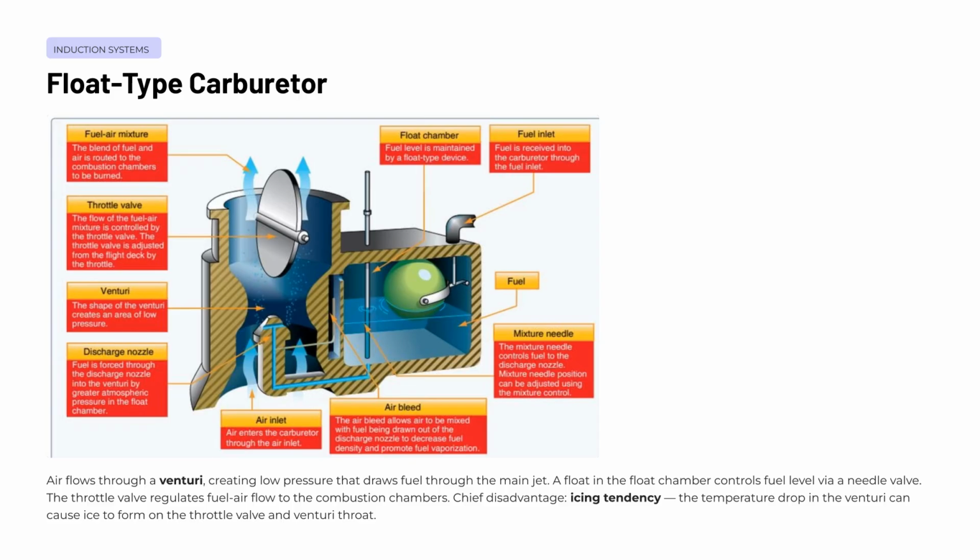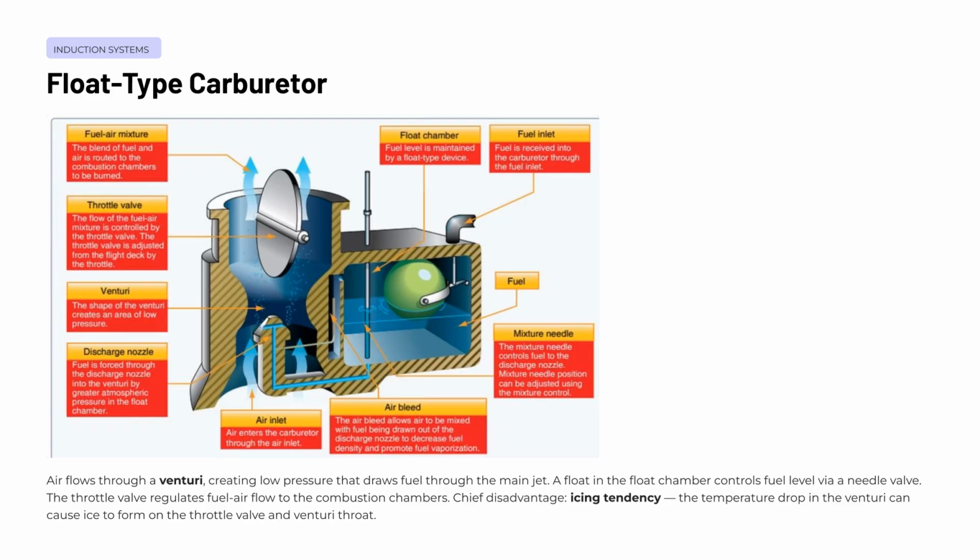The primary disadvantage of the float-type carburetor is its tendency to ice. Two conditions contribute to this: the temperature drop caused by fuel vaporization and the pressure drop through the venturi, both of which can significantly reduce local temperatures, even on a relatively warm day. Ice can form on the throttle valve and venturi throat, restricting airflow and reducing engine power with little warning.